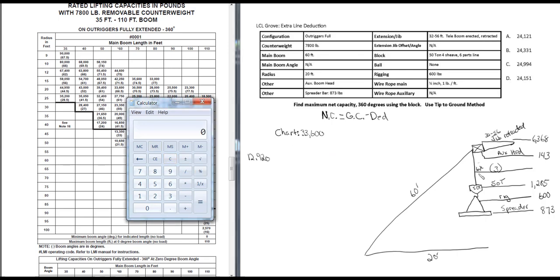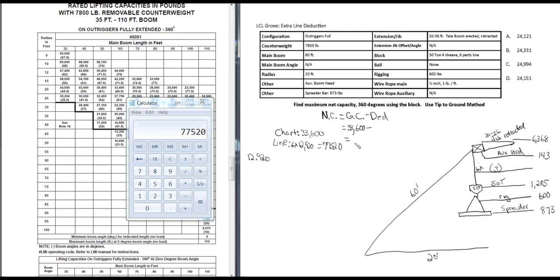While I'm here, let's calculate the line capacity, which we always want to write down for every problem, the line capacity and the chart capacity. 6 times 12,920. $77,520 is our line capacity. So we'll use the smallest of chart or line as our gross capacity. So our gross capacity is $33,600.